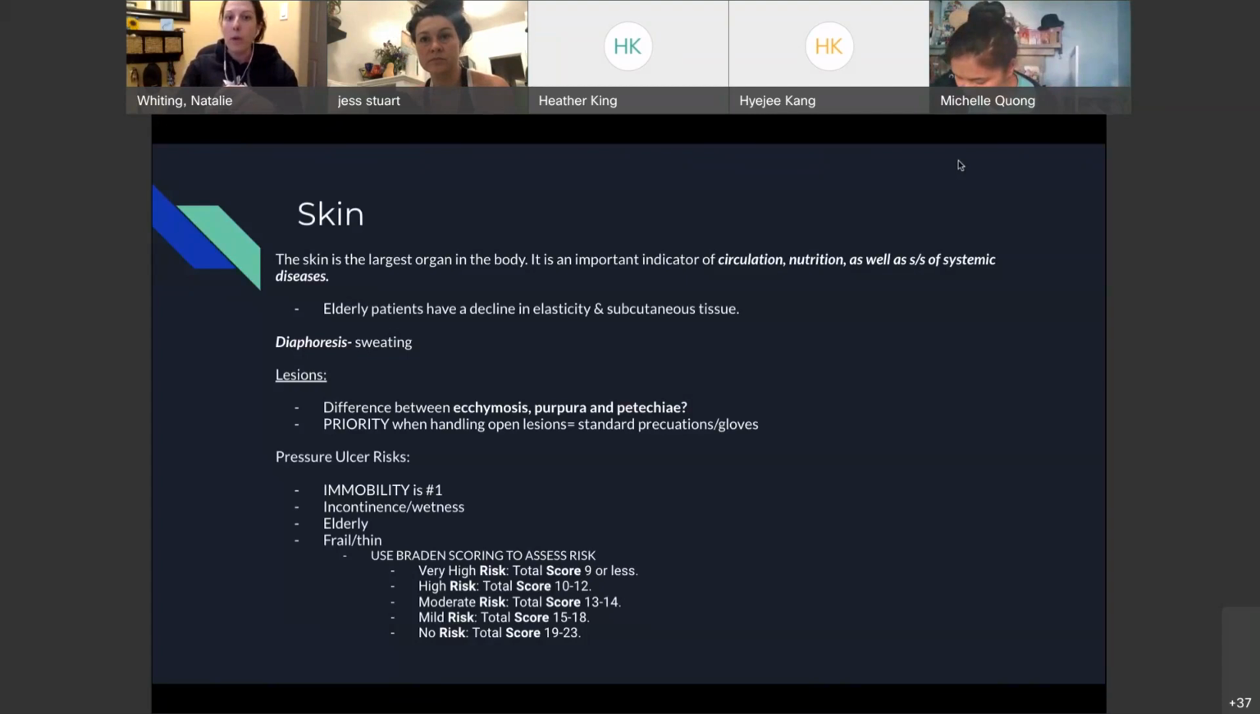Okay, so priority when handling open lesions. Do you guys know what that is? It's the first thing we're going to do before we do anything else. I'm going to put on gloves. Hand hygiene, right? Standard precautions. Wash hands, of course, but you want to have gloved hands when there are open lesions.